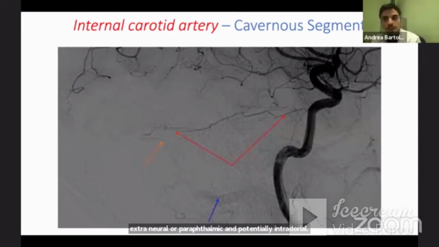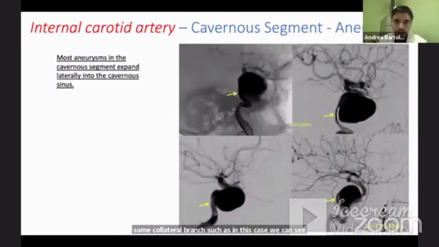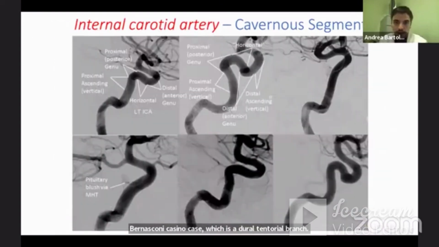In the cavernous segment of the ICA, we can sometimes see some collateral branches, such as in this case, the Bernasconi-Cassinari arteries, which are a dural tentorial branch. And sometimes we can see the pituitary blush. So sometimes we can see the meningohypophyseal artery, and sometimes the inferolateral trunk.